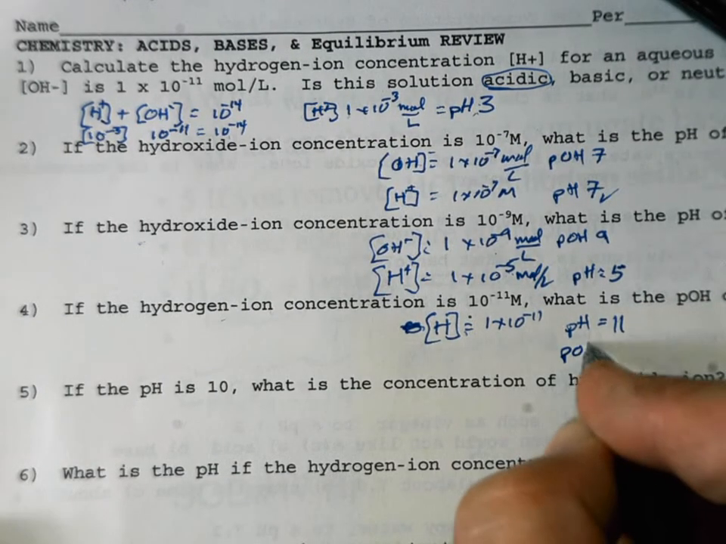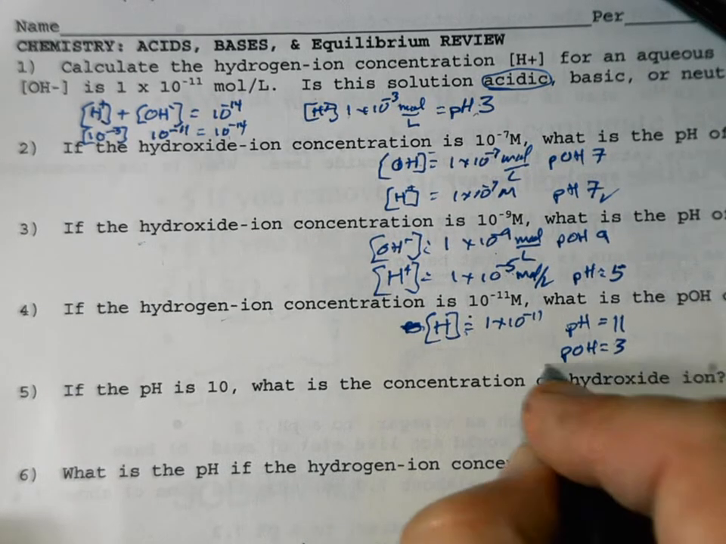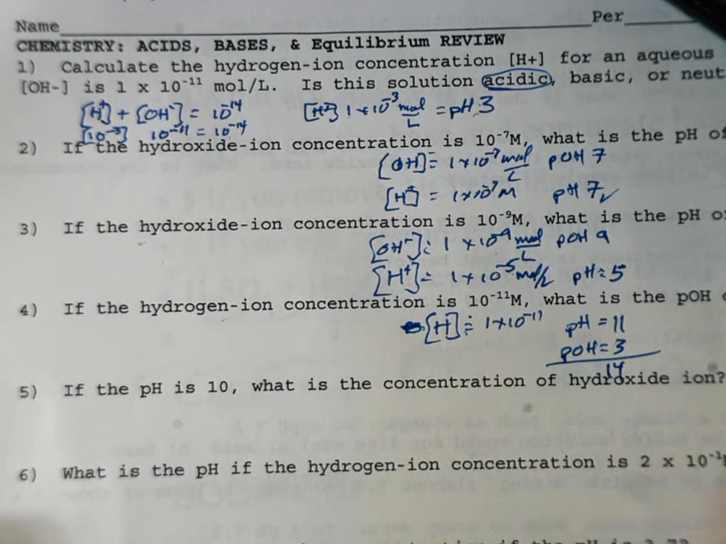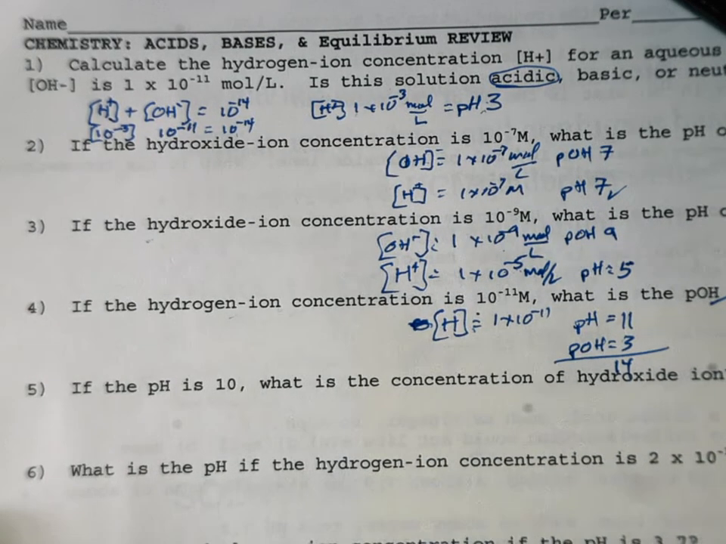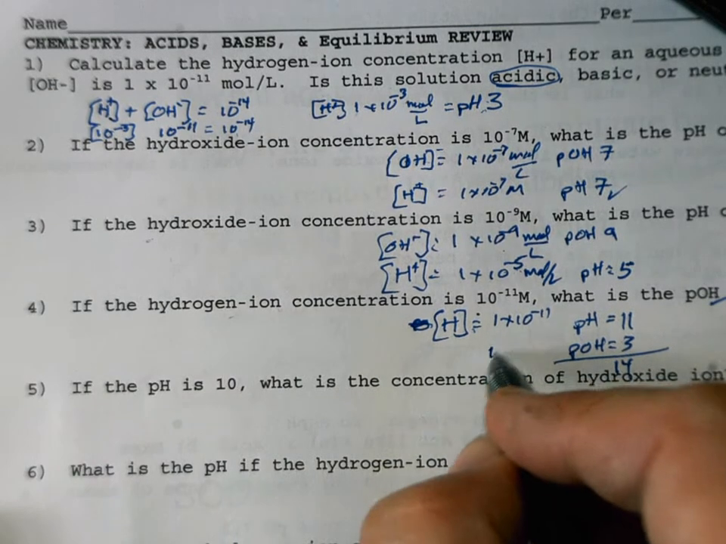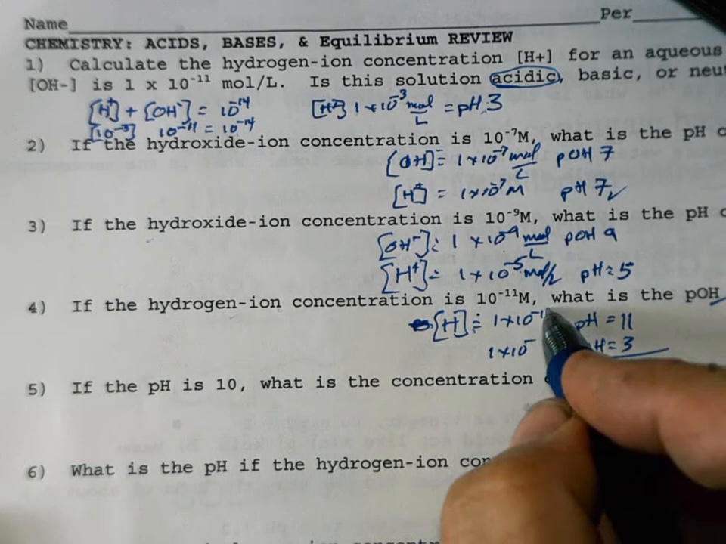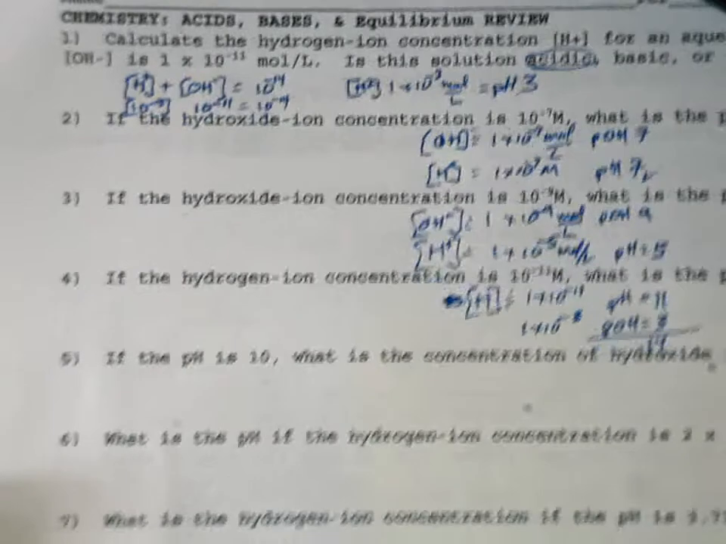Which means the pOH will be 3. Because when you add those up, they need to equal 14, and we got the pOH of the solution right there. If they were going to ask what the hydroxide ion concentration is, it would be 1 times 10 to the minus 3 if they asked that.